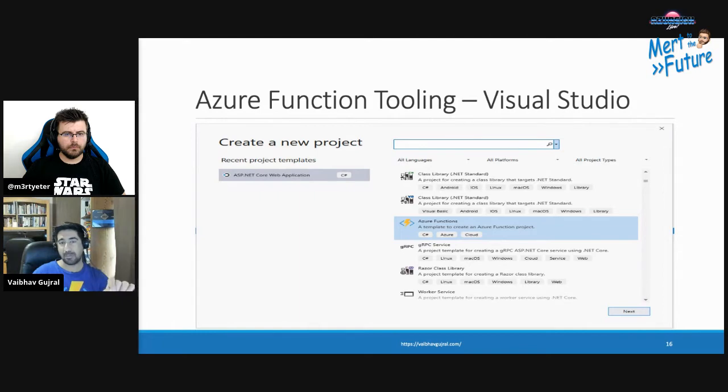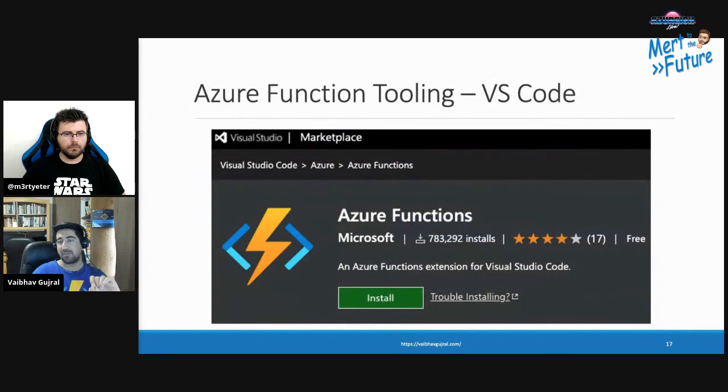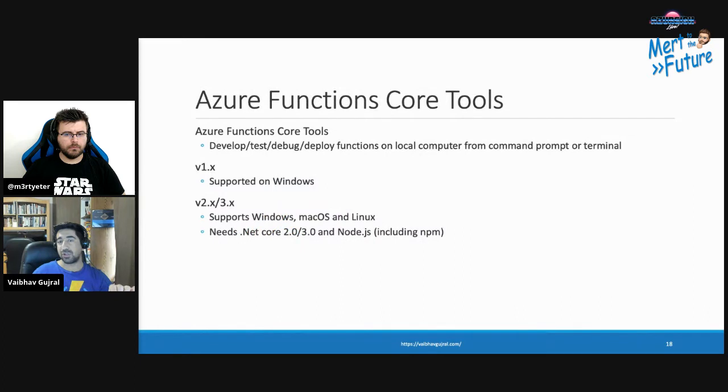If not, you have to go and modify your installation. If you are a Visual Studio Code developer, you can go ahead and install an extension known as Azure Functions, which is offered by Microsoft, which lets you develop your Azure Functions using Visual Studio Code. To debug and test your Azure Functions locally using Visual Studio Code, apart from the extension that I was showing you in the last slide, you also need to install Azure Function Core Tools, which lets you run and test your Azure functions locally.